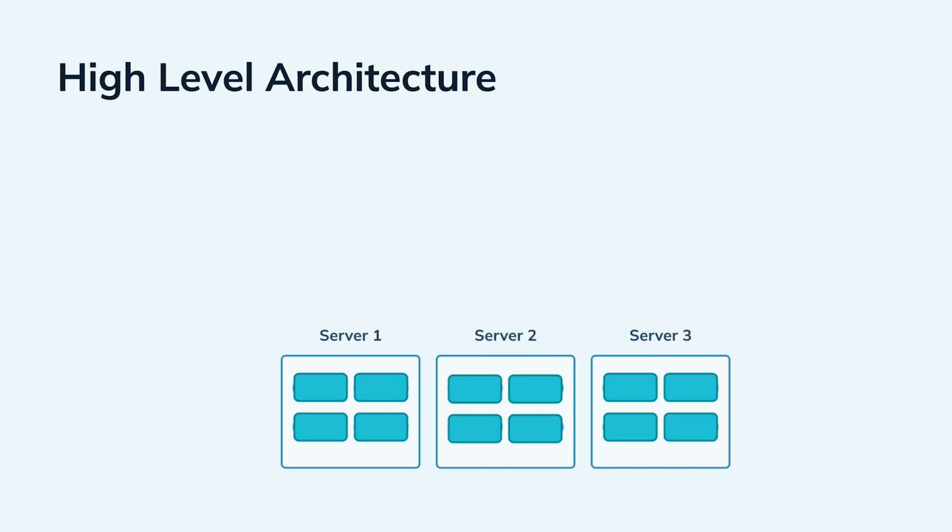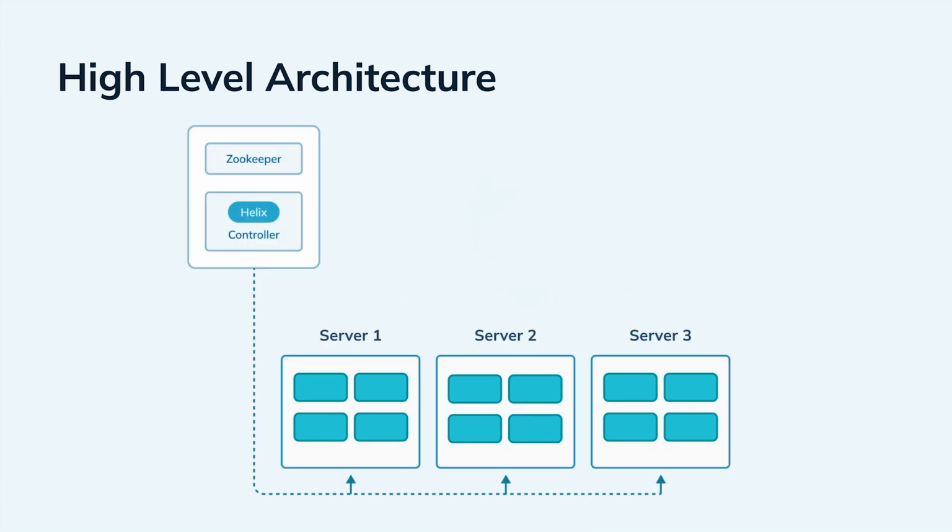So in a Pinot cluster, all these segments are sprayed across the available Pinot servers. The Pinot server is a component that locally manages and processes the segments and then generates a result. We also have the Pinot controller. That's the brain of the whole cluster. It takes care of membership, coordination, segment assignment, and so on.